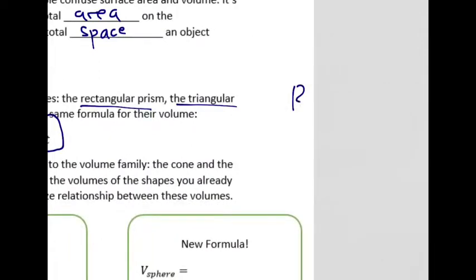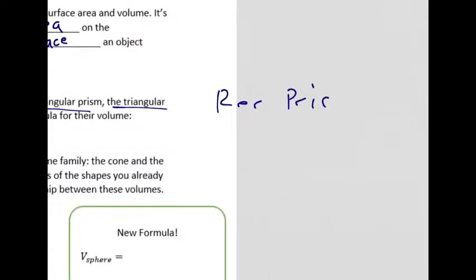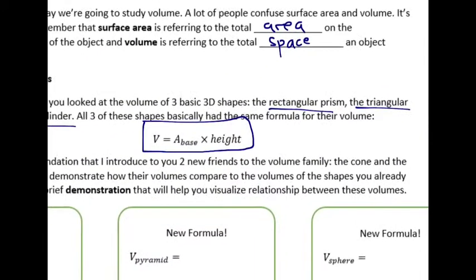So for a rectangular prism, maybe I'll just hold one up. To find the volume of this, you would go length times width times height. Well, that length times width portion is the area of the base, and then you multiply by the height. Same thing with a cylinder. A cylinder is pi r squared h. Pi r squared finds you the area of the base. H multiplies it by the height. And it's the same thing with a triangular prism. So they all follow this basic formula: you calculate the area of the base, you multiply it by the height. And that works for rectangular prisms, triangular prisms, and cylinders.